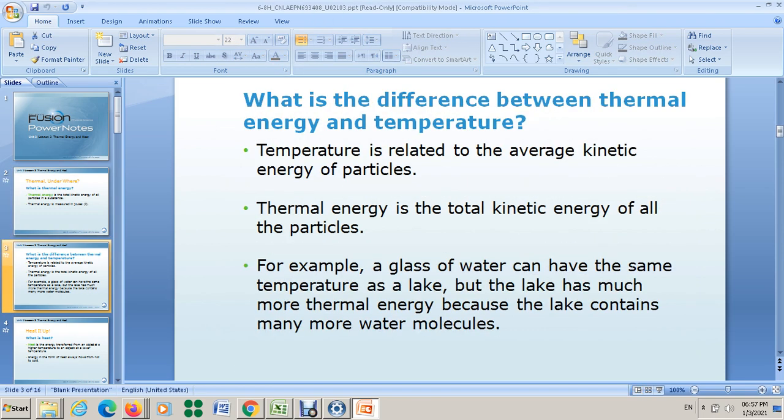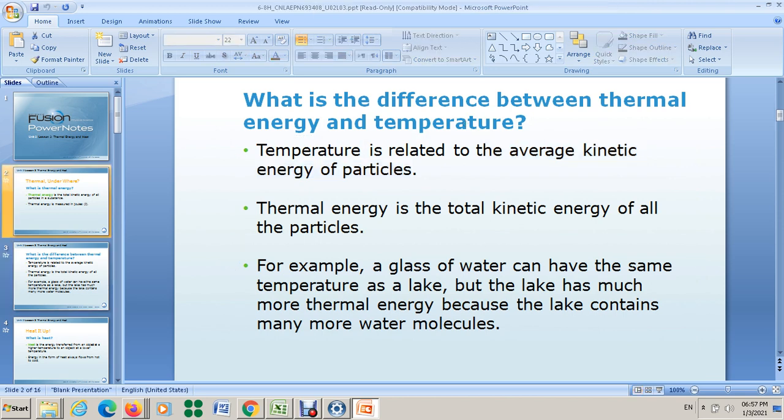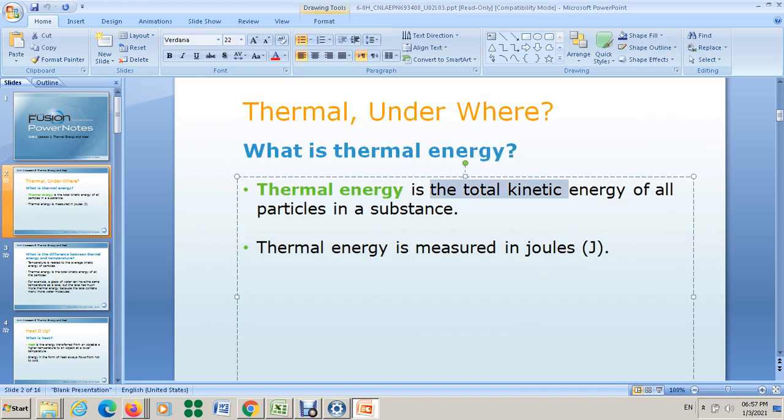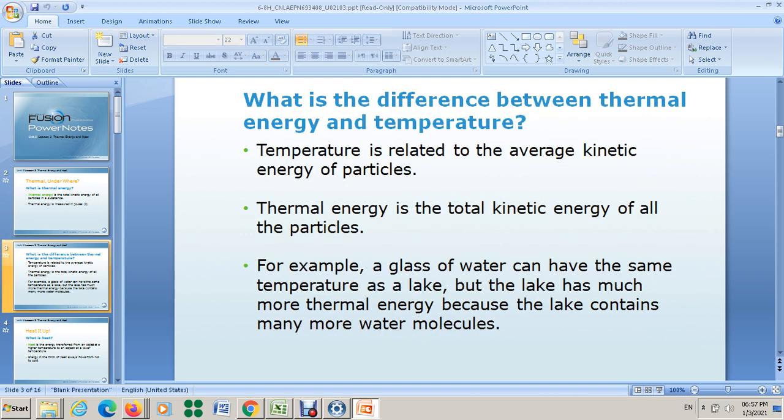Now, in the previous lesson we talked about the meaning of temperature. Temperature is not the total kinetic energy. The temperature is related to the average kinetic energy of a particle. You have to differentiate between thermal energy and temperature. Thermal energy is the total kinetic energy of all particles in a substance, but temperature is the average kinetic energy of particles.